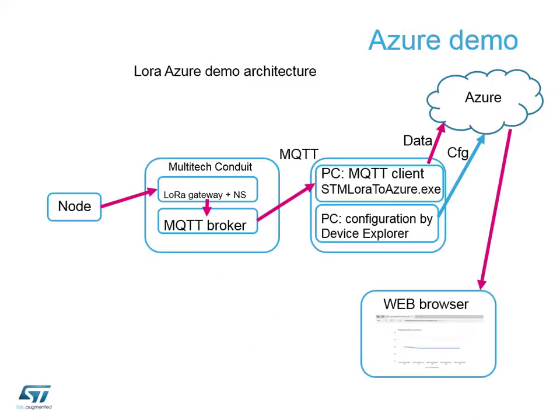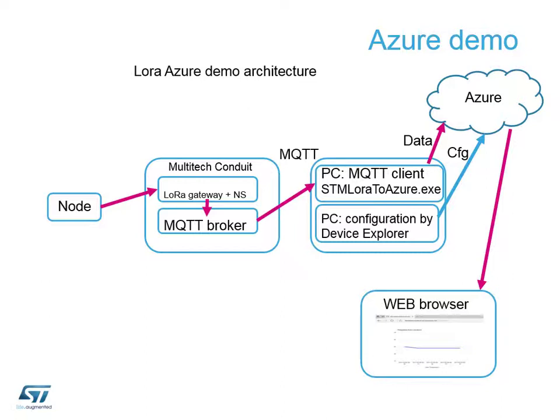So what we're doing inside our laptop that's connected to our gateway is this. Our node is sat there talking to our Multitech gateway. So we can see the information appearing in the debug window of our application server on our laptop here that's connected to the gateway. Also included inside the Multitech gateway is an MQTT broker.